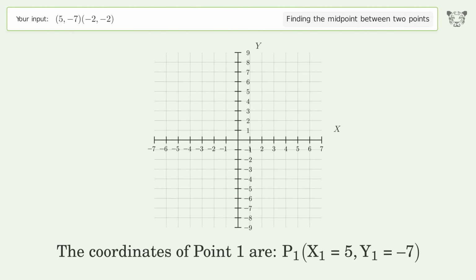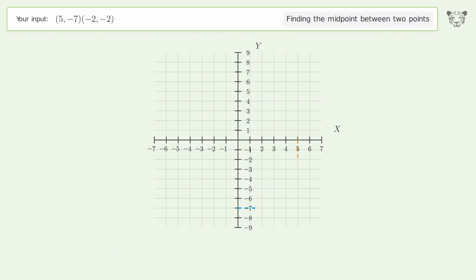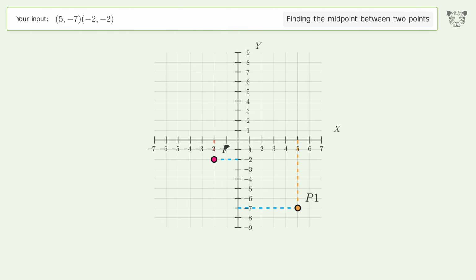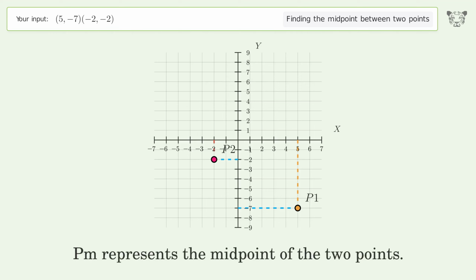The coordinates of point 1 are x1 equals 5, y1 equals negative 7. The coordinates of point 2 are x2 equals negative 2, y2 equals negative 2. PM represents the midpoint of the 2 points.